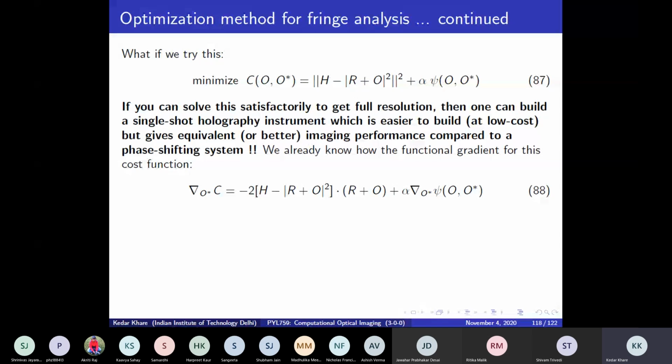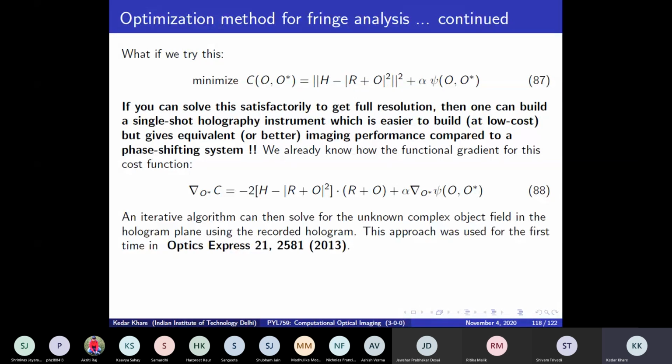And this kind of approach to this problem was taken in our lab first time. This appeared in this 2013 article in Optics Express, where we showed that if you take this approach, then you can have a perfectly fine full resolution performance, even if you are... I'll get into detail of this after the break.